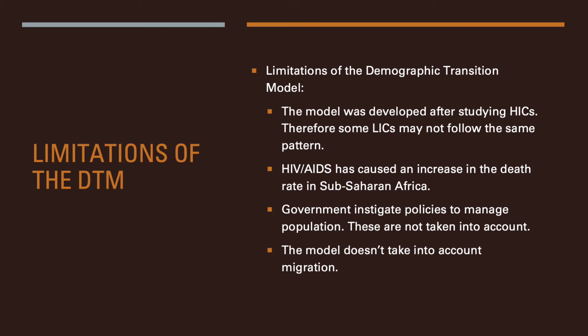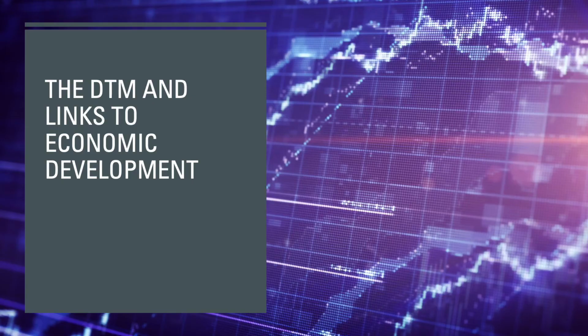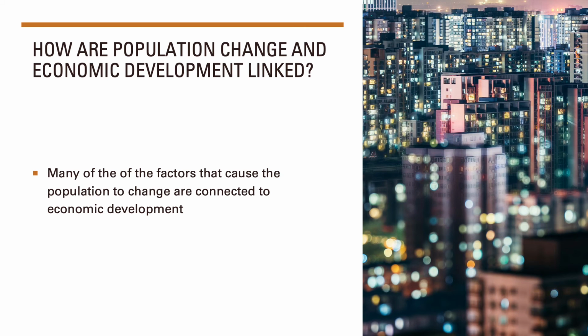Okay, so moving on then, we need to know how the demographic transition model links to development. So the two things are linked. Economic development and the demographic transition are very closely linked together. And some of the things which cause the changes in the demographic transition, so for example, cause the death rate to fall, also lead to economic development.